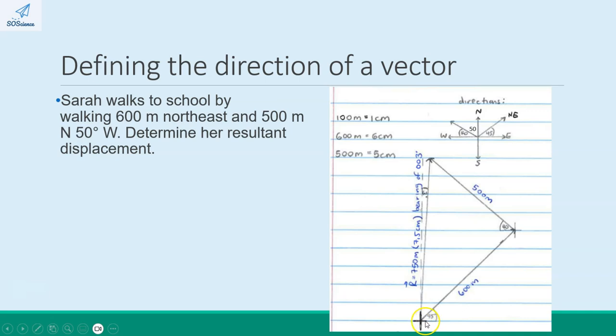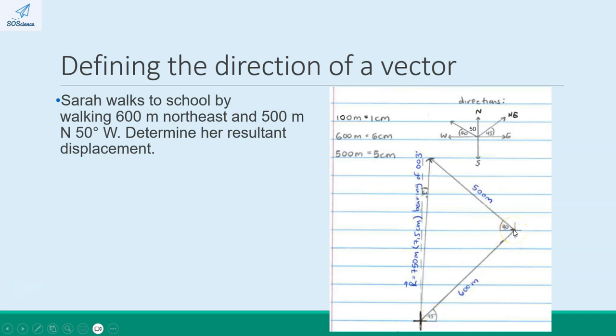Now, remember, to start off, I need to make myself a mini Cartesian plane or a mini compass or a little plus sign, whatever you want to call it, because I need some point of reference from which to start measuring. Based on this diagram, I can see that my 6 centimeter line, which represents 600 meters, is at a 45-degree angle, and I can measure this 45-degree angle off my little plus sign. So here's my 6 centimeter line that represents 600 meters, exactly northeast, because this is a 45-degree angle.